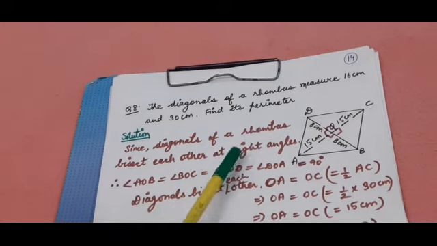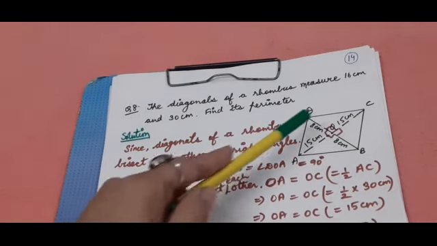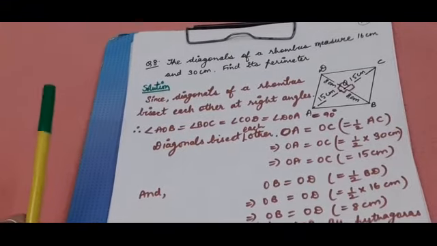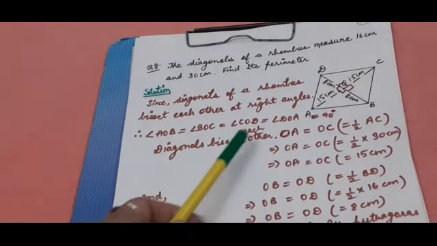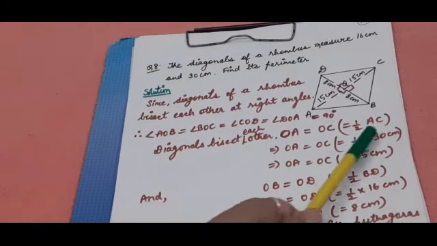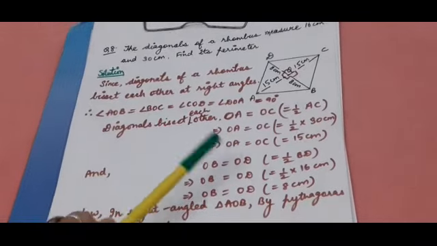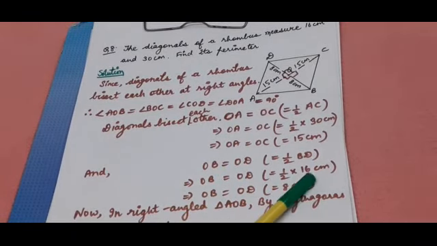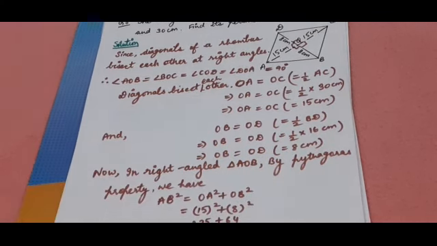Now what is it given? We know that the diagonals of a rhombus bisect each other at right angles. Right means this is 90 degree at the center. So we can say angle AOB is equal to angle BOC is equal to angle COD is equal to angle DOA is equal to 90 degree. Now diagonals bisect each other means OA is equal to OC, that means half of AC, that means half of 30 centimeter. So OA or OC is equal to 15 centimeter. Similarly OB is equal to OD, that is half of BD, so OB or OD is equal to 8 centimeter, that is half of 16 centimeter.